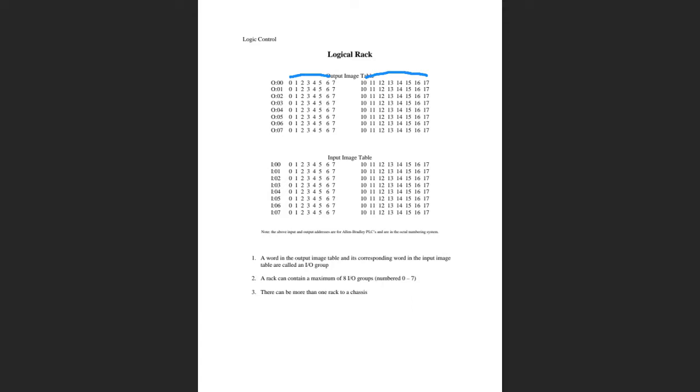So these are really a bunch of registers, those cells that can hold zeros and ones, but each cell, instead of being numbered in decimal, is numbered in octal. They could have numbered them in hex. If you come down here at the bottom and read the fine print, it says that some Allen Bradley PLCs use the octal numbering system.